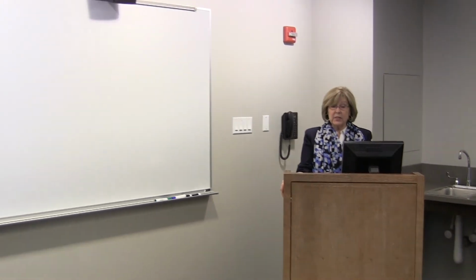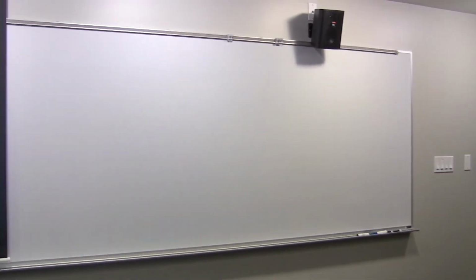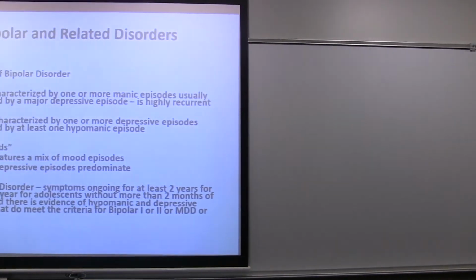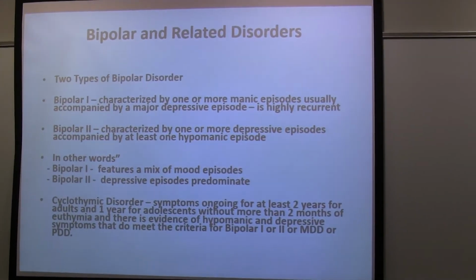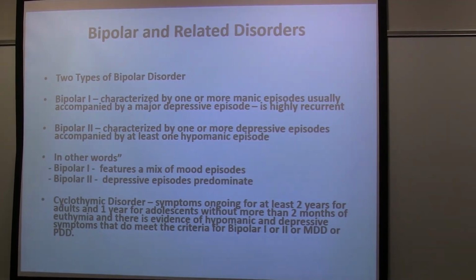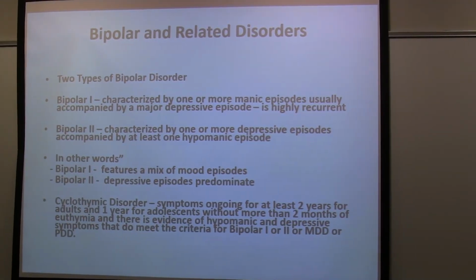So remember we talked a few minutes ago about persistent depressive disorder. Well, in bipolar disorder, you have what's called cyclothymic disorder, which is more chronic, and the symptoms are ongoing for at least 2 years for adults, and again we have 1 year for children and adolescents, without more than 2 months of euthymia. So that the symptoms are ongoing for most days.